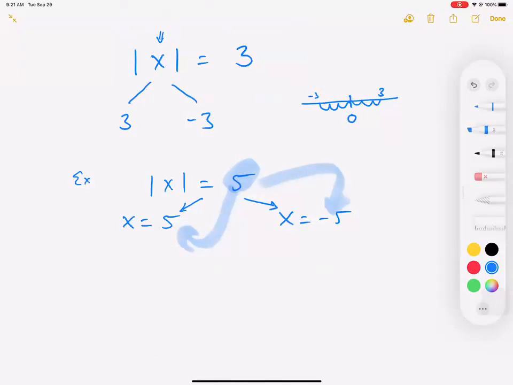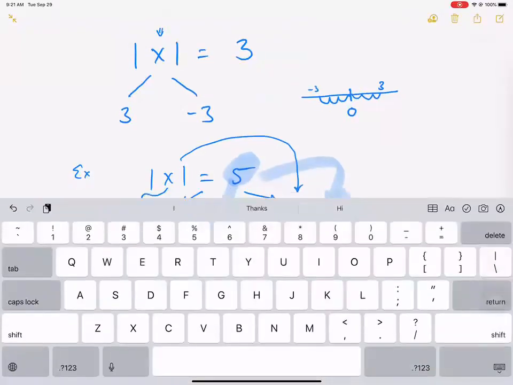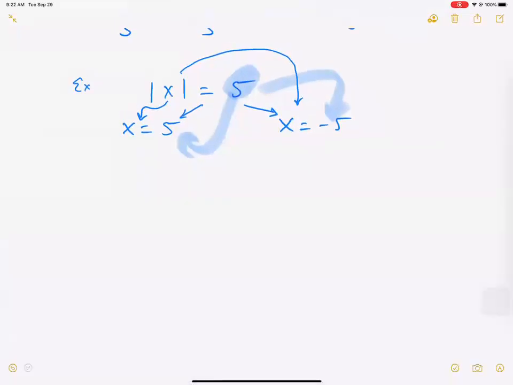And here's the reason why. Essentially, we are saying x is 5 and x is negative 5. Because isn't absolute value of x the same thing as absolute value of 5, which is 5? Absolute value of x is really absolute value of negative 5, which is 5. So we found 2 values that work.